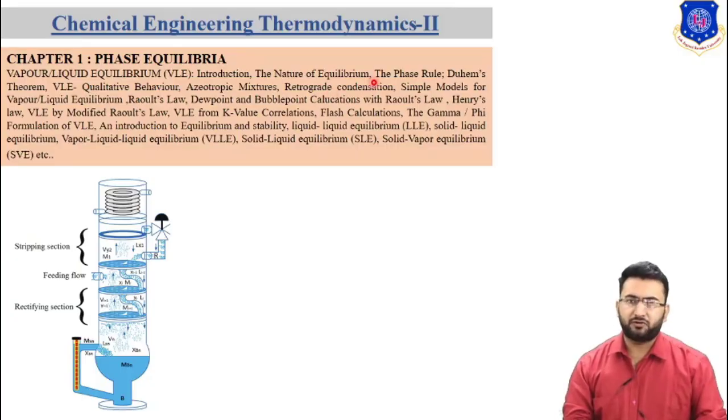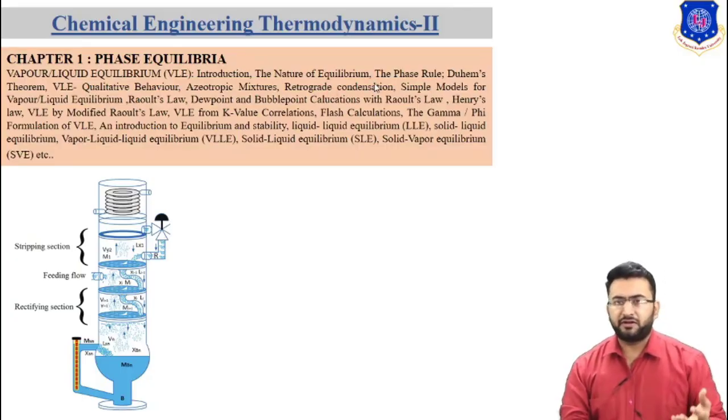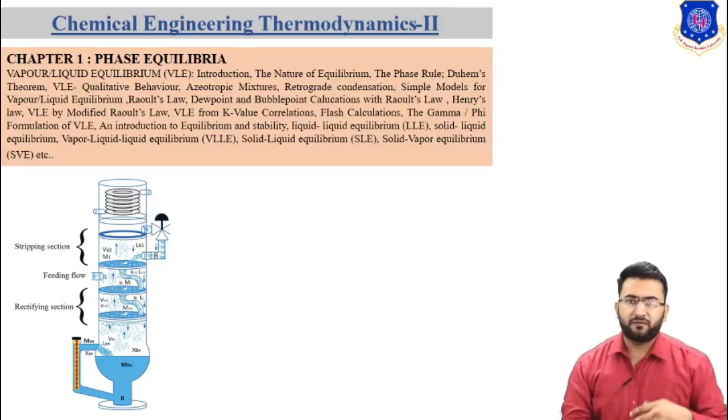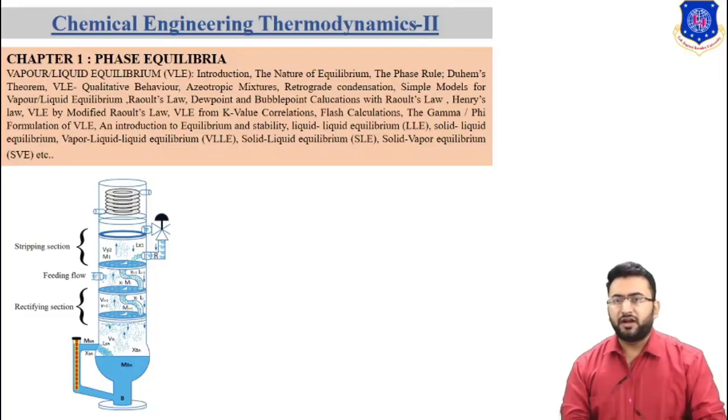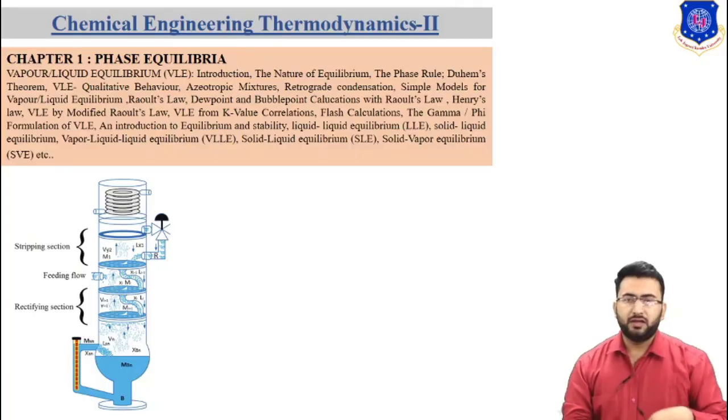Then we will talk about retrograde condensation. Retrograde condensation is used to find pressure and temperature data for any solution. Then we will talk about the various types of azeotropic mixture or azeotrope, such as minimum boiling azeotrope and maximum boiling azeotrope. Then we will talk about various models for vapor-liquid equilibrium.